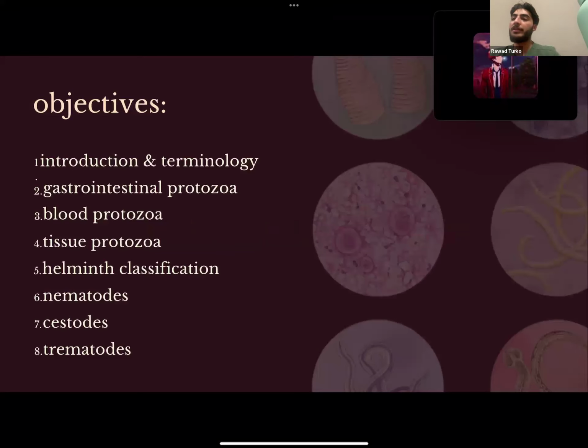So here are the objectives. We're going to be just running through some terminologies. We're going to be introducing parasitology in general. And then we're going to be going into GI protozoa, and then blood protozoa, and then tissue protozoa. And then we're going to be classifying helminths, defining what a helminth means. Then we're going to be getting into the different types of helminths. So we have nematodes, cestodes, and trematodes.